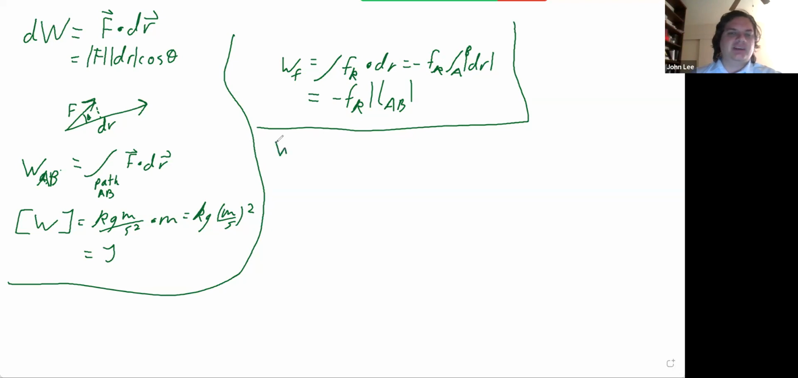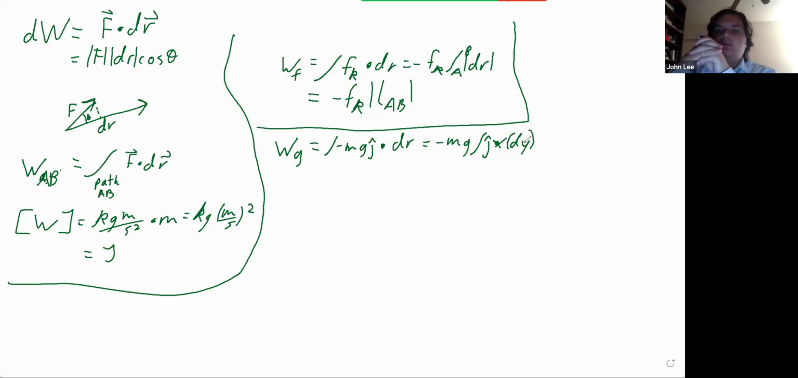So for one that just depends on the initial and final position, we talk about the work of gravity, which is negative mg j dot dr, which is negative mg times j, the y direction, times dy, because you only care about, or j, let me rephrase that, because that still gives a direction.